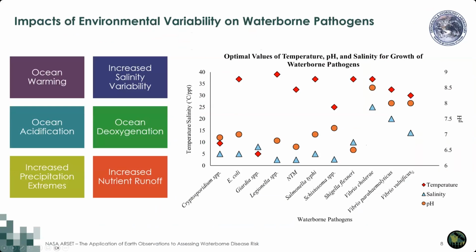So we will go with this idea of how Vibrios are impacting coastal populations, and then how we have used Vibrio cholerae as a signature pathogen to understand the risk of disease in human population. In general, ocean warming, ocean acidification, precipitation extremes, salinity, ocean deoxygenation, and increased nutrient runoff are some of the key variables that impact the prevalence as well as emergence of waterborne pathogens.